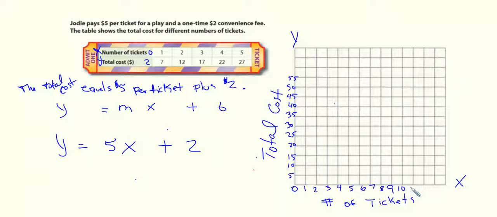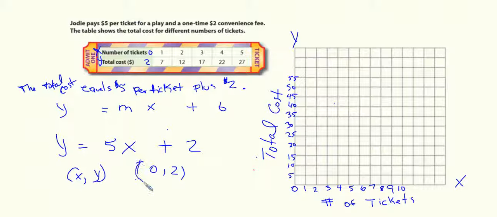So what I'm going to do is take my values that are in the table and create ordered pairs with those values. So I have 0, 2, and let me just back up just a second. If you aren't familiar with ordered pairs, your x values go first and then your y values go second.